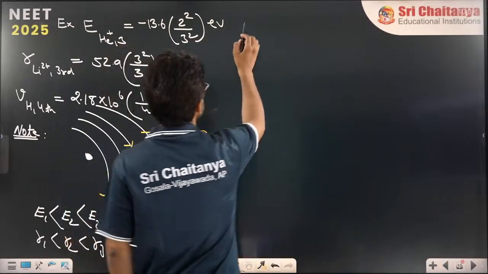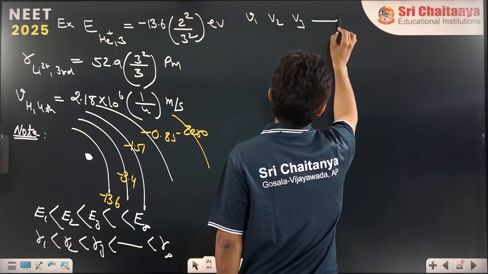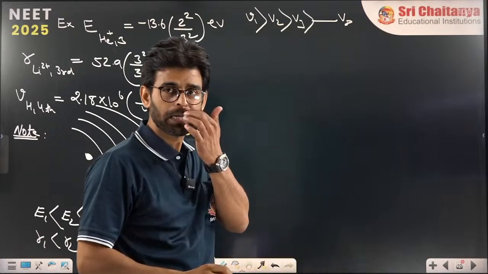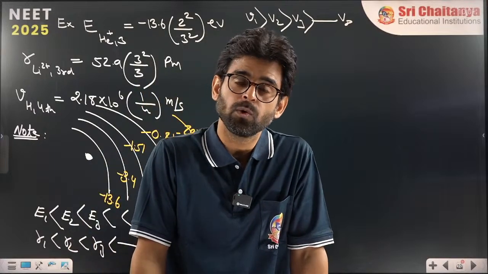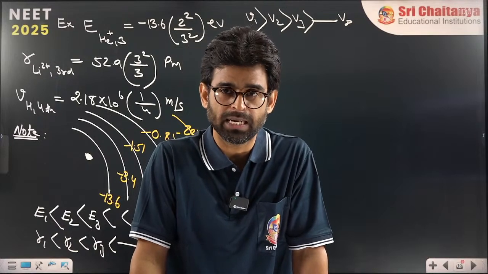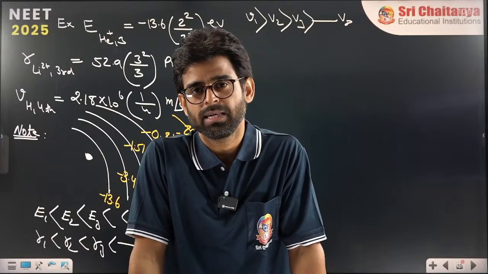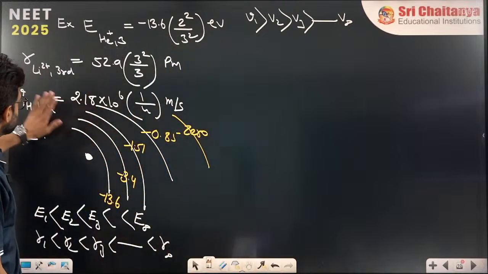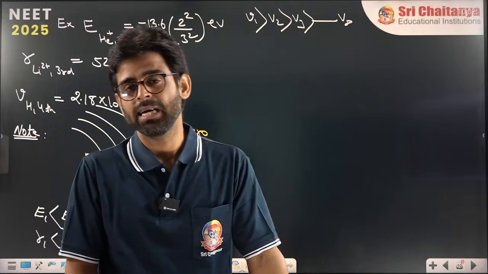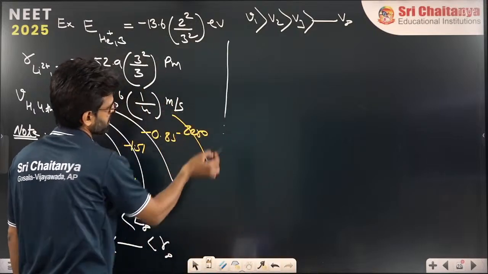Fine. Next thing, the velocity. Here is something unexpected: V2, V3, and V infinite. The velocity decreases as shell number increases. The electron revolves faster in the first shell to balance the electrostatic force between the nucleus and the electron, right? Here it is Z by n, so the more the n, the lesser the velocity. Fine, clear?